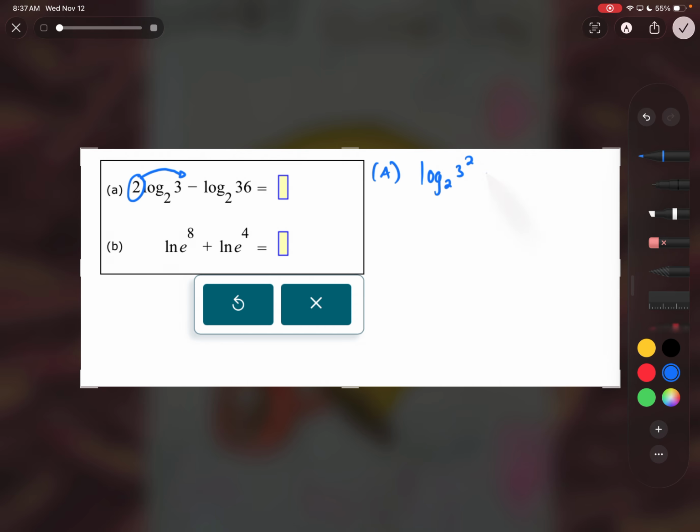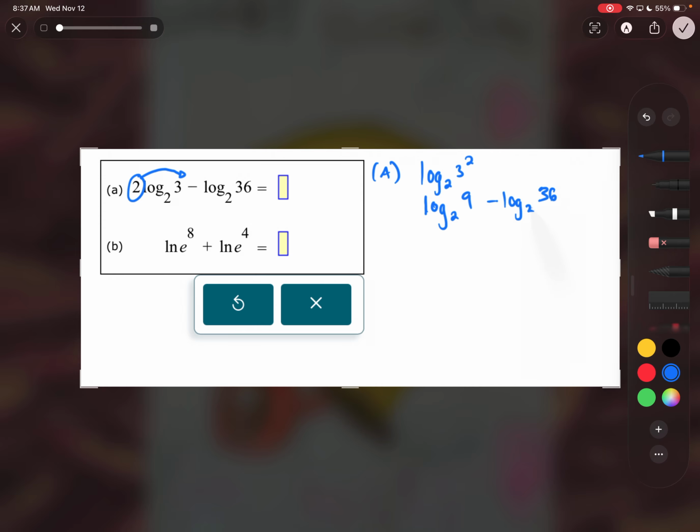Well, that's the same thing as, I'm just working this side real quick, log base 2 of 9, right? 3 squared is 9. I don't know what that is. Remember what a log is. A log is saying 2 to what power is 9. Well, I don't know what that is, so let's go ahead and look at the second part.